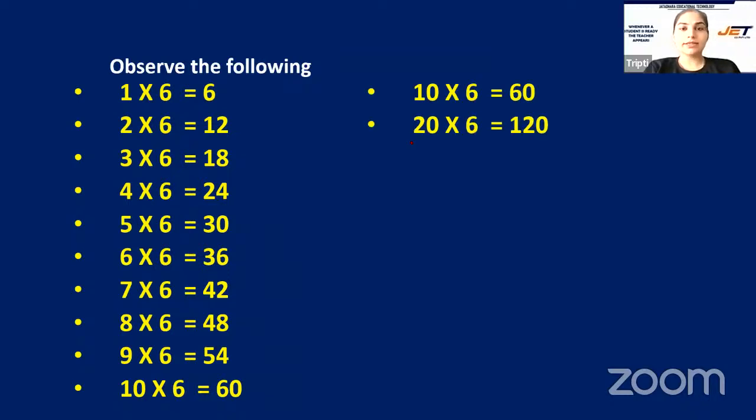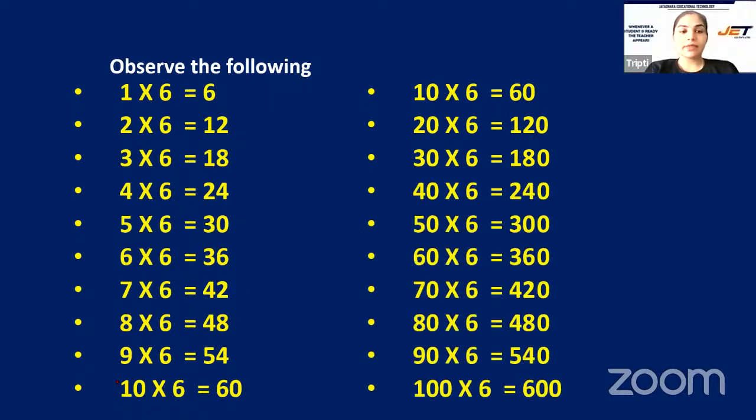Now, over here, the same thing. 1 became 10 here and 6. 10 times 6 is 60. 20 times 6 is 120. 30 times 6 is 180. Every time a 10 is coming extra. 10 times 6 is 60, but 100 times 6 is 600. 2 zeros here, so 2 zeros in the answer because 1 times 6 is 6 only.